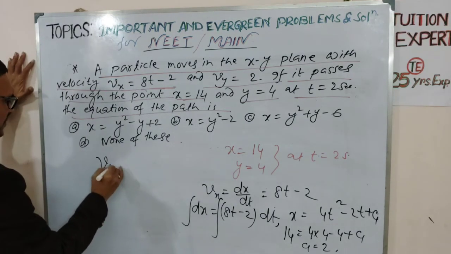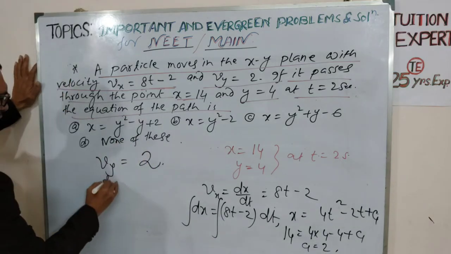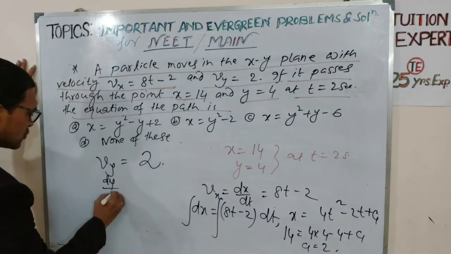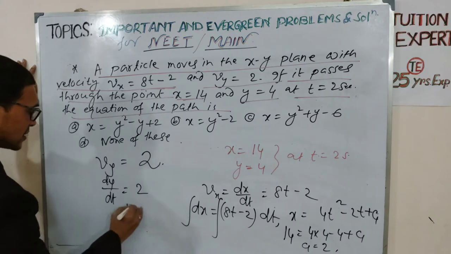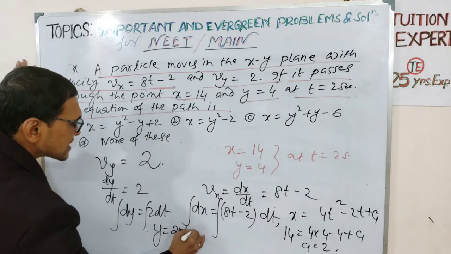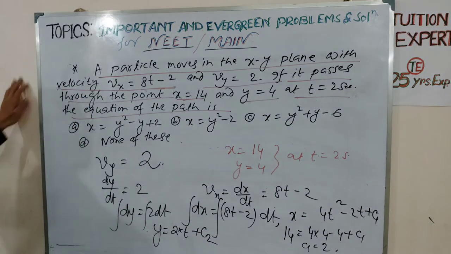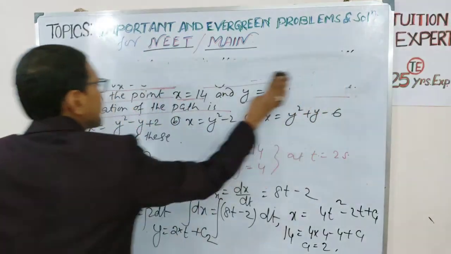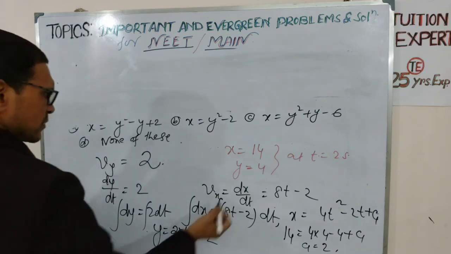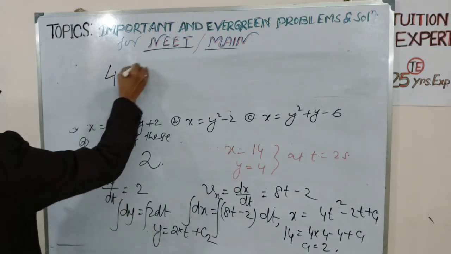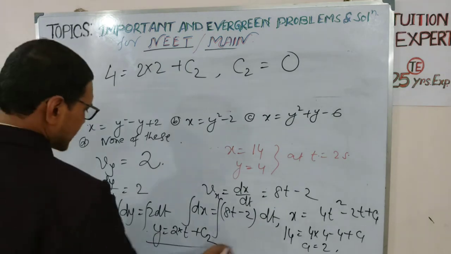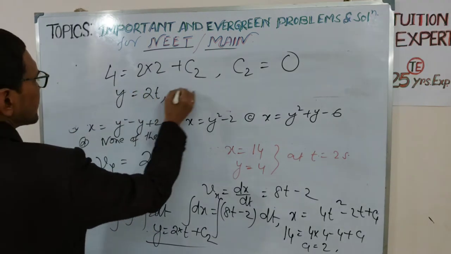So vy equal to 2. Now dy by dt equal to 2, so dy equal to 2 dt. Integrate this. So y equal to 2 into t plus c2. Here also a constant term is present, c2. Now, given y equal to 4 at t equal to 2, so put it here, so c2 equal to 0. Now what do we get? y equal to 2t.